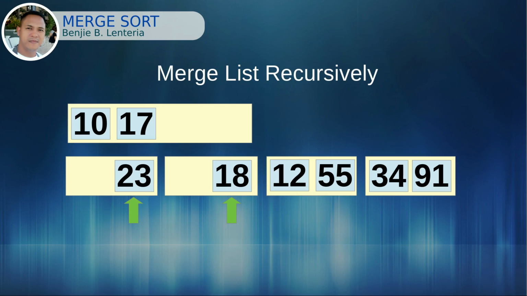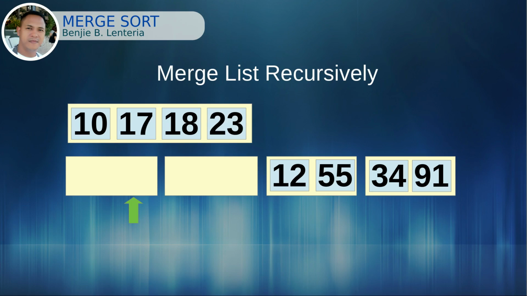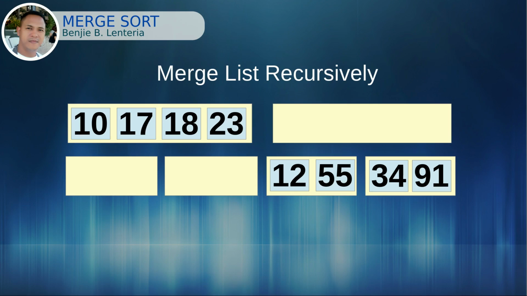18 compared with 23, 18 is smaller, then 18 will be inserted, and since there's no other element on that list, the pointer will be discarded, and every element remaining in the other list will be inserted into the new list. However, this time it is only one element, so that will be inserted there. This process will also be done on the other 2 sublists.